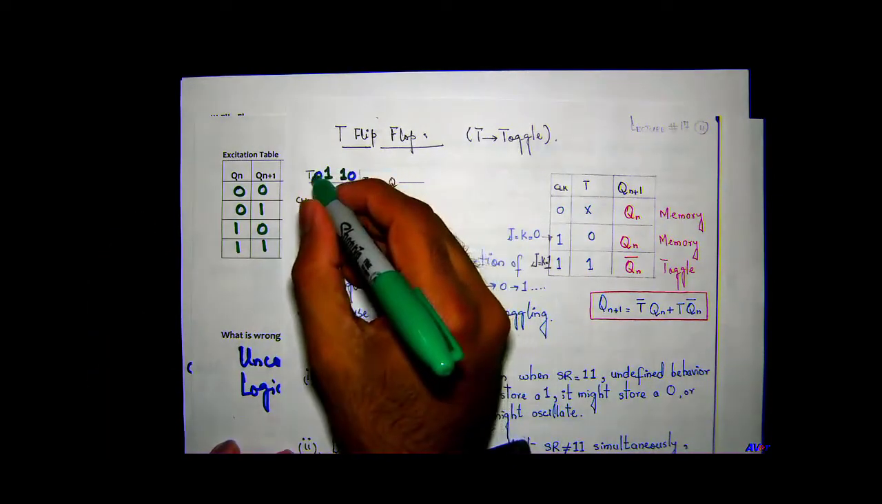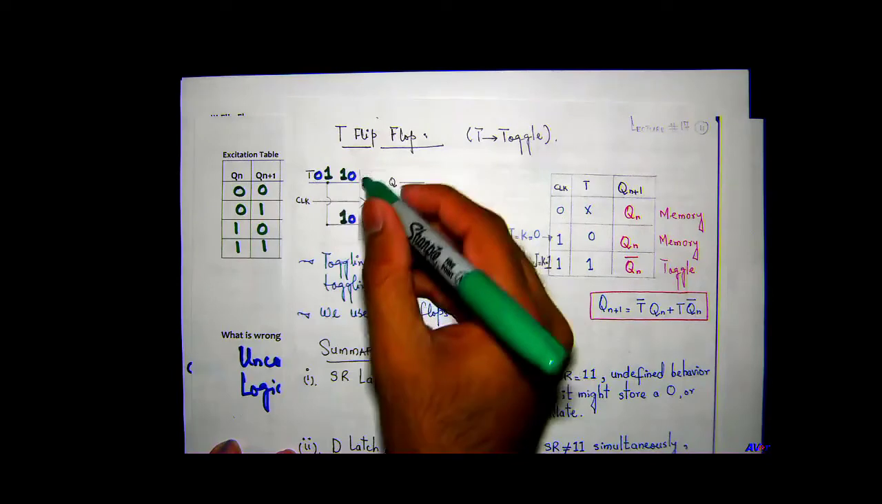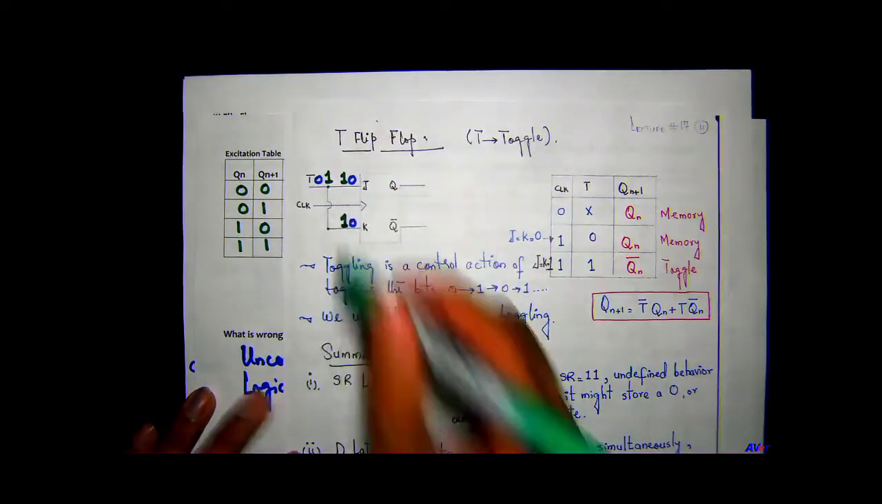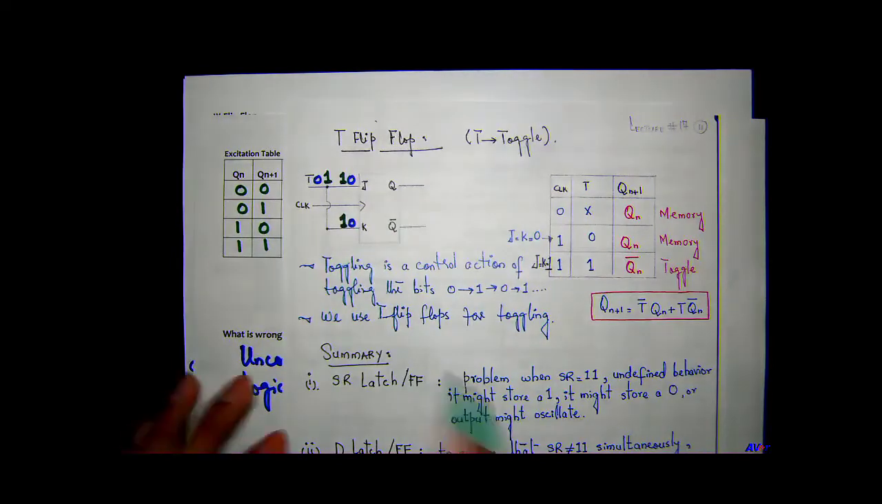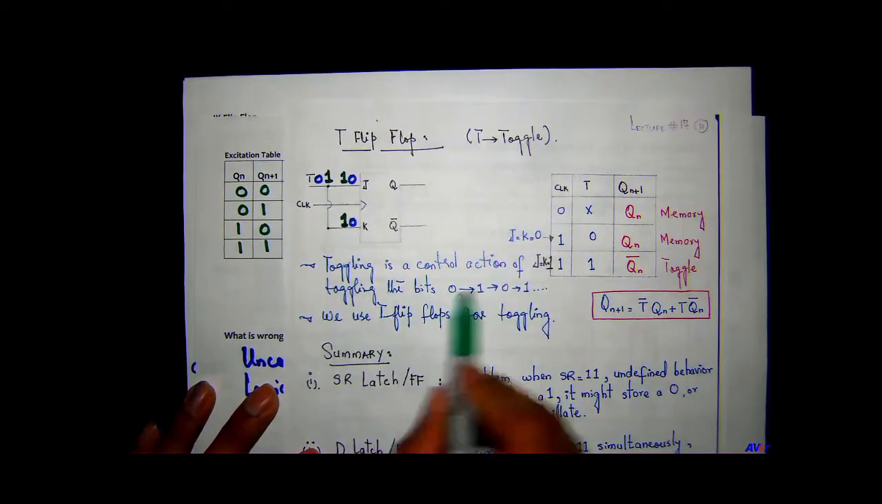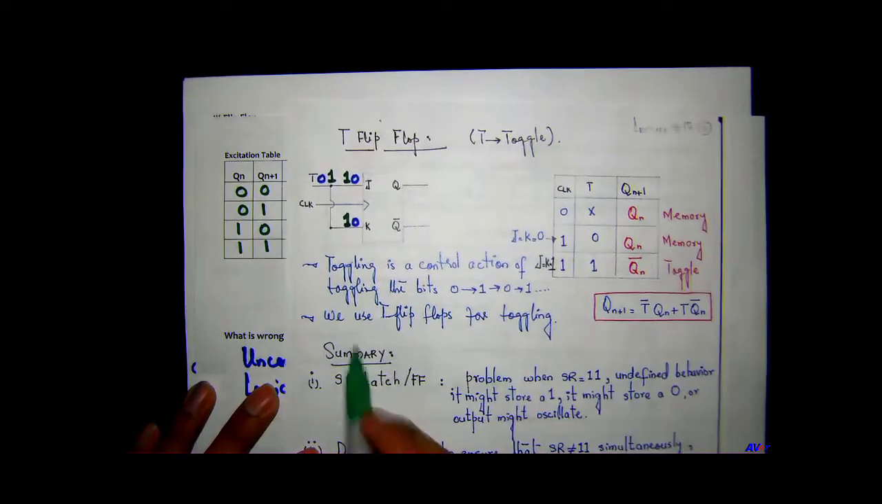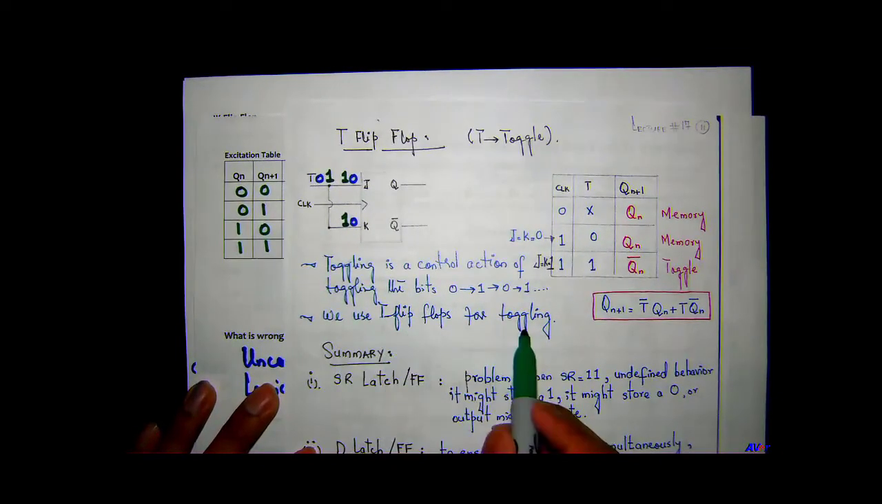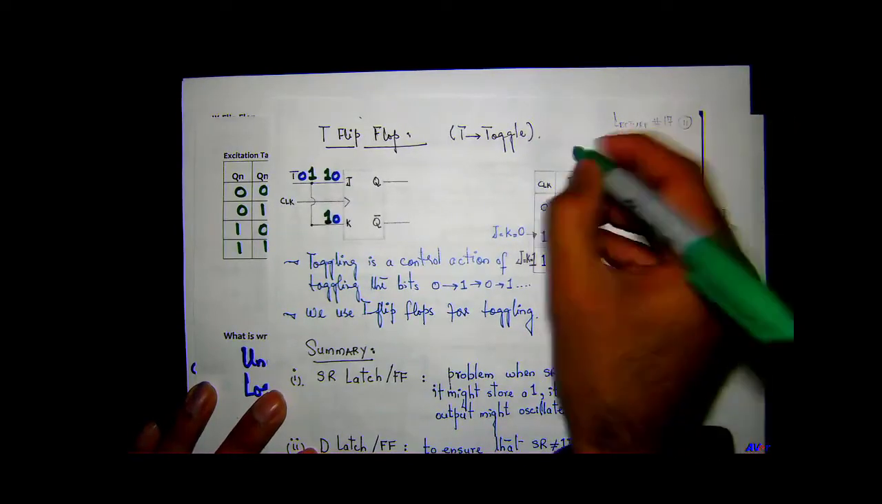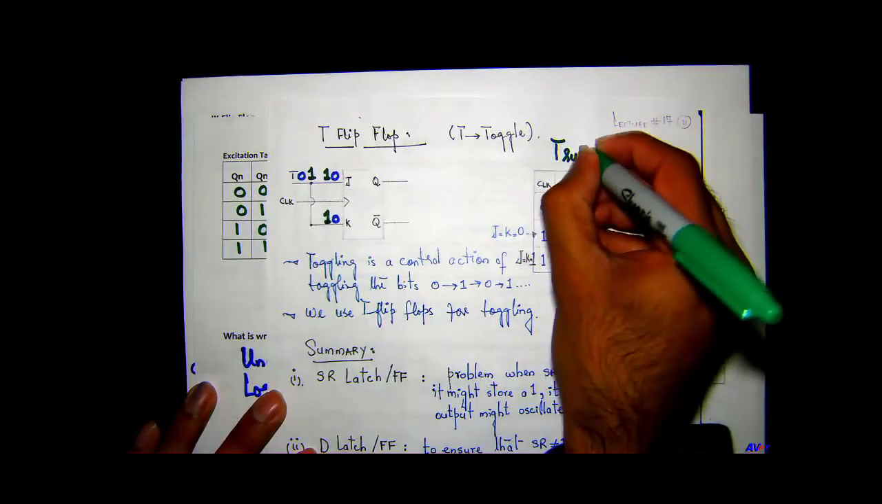When we are setting the value for T equal to 1, that means we are actually going to toggle, because J is 1, K is 1, and we know what happens when J and K are 1. Toggling is a control action of toggling the bits going from 0 to 1, 1 to 0, and 0 to 1. We use T flip-flops for toggling. Here is the truth table right here for the T flip-flop.